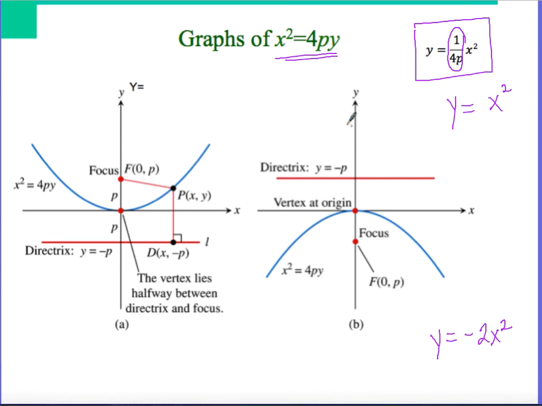So I just want you to note that when you look at this in the textbook, they might write their equations in this format. It's obviously equivalent just by dividing that 4p over to the other side. So I just want you to be comfortable with the equation. I'm going to write everything in this format, y equals 1 over 4p times x squared. If you choose to write it in the format of the textbook, that's okay. You can do that as well.